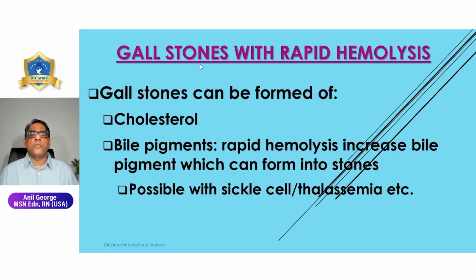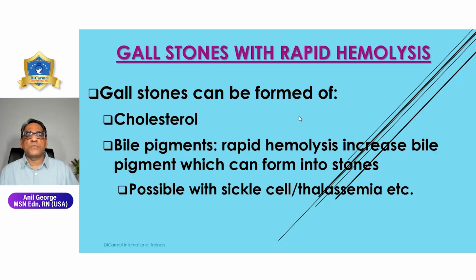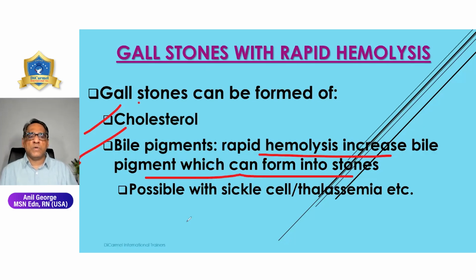And why gallstones can happen with hemolysis. Now, when we talk about gallstones, you might remember gallstones are typically formed of high cholesterol, as we understand, but also they can be formed of bile pigments. So gallstones can be formed of cholesterol, the one we know popularly, but also from bile pigments. Rapid hemolysis increases bile pigment, which can form into stone. That's why the risk is very high with sickle cell anemia, thalassemia, etc.